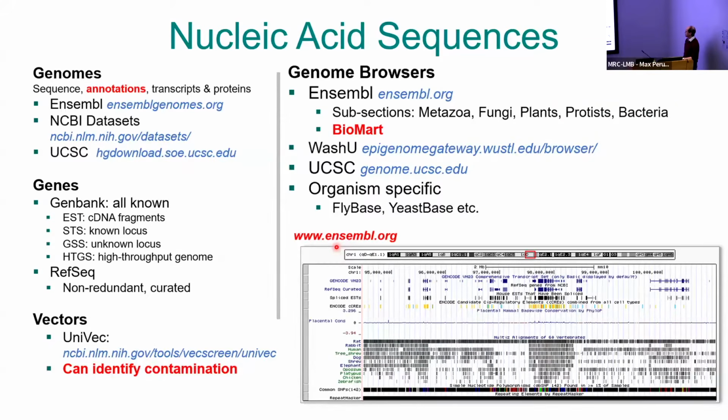Ensembl produces a very good genome browser, as does UCSC. WashU is also very good, the Washington University genome browser. I tend to like that. In the past, I've used it because it's very good with epigenomic data. So I've displayed Hi-C interaction arcs on there. It's very good for that sort of thing. If you're working on non-model organisms, the satellite sites like FlyBase, YeastBase, they can have their own genome browsers for their more niche organisms. So that can be quite useful as well.